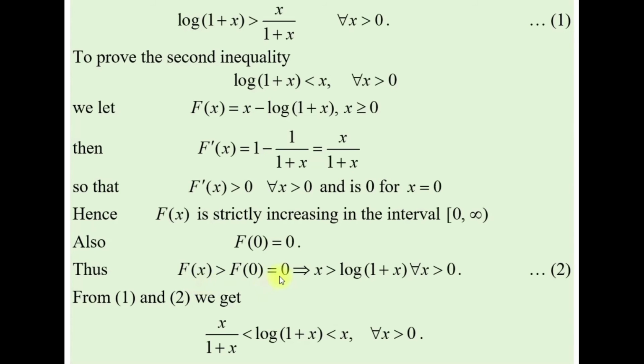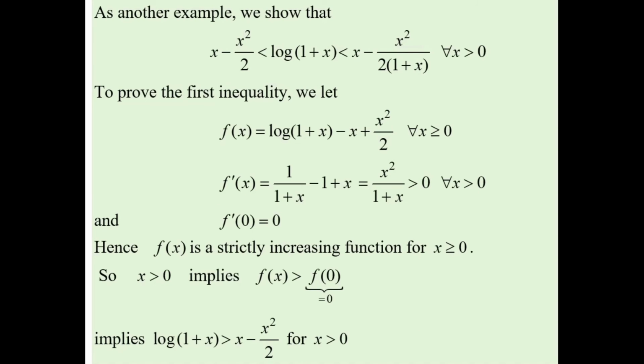So we have x minus log of 1 plus x strictly greater than 0, or x greater than log of 1 plus x for all x greater than 0. Combining 1 and 2 we obtain the result as desired.